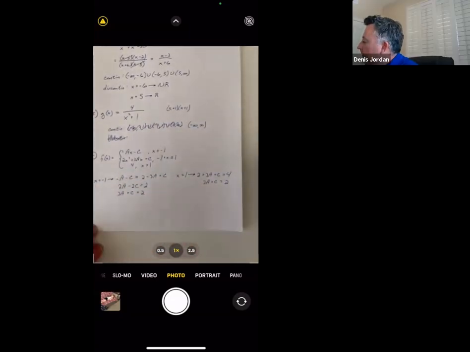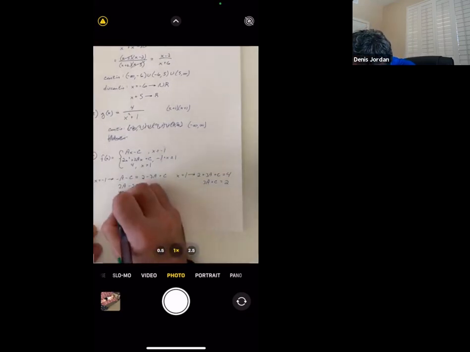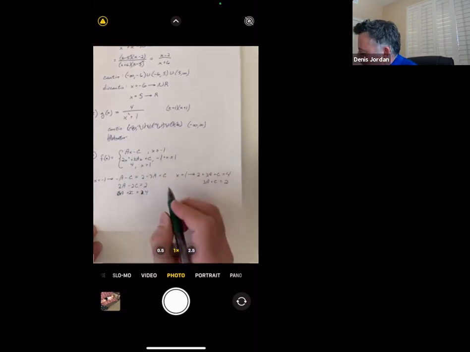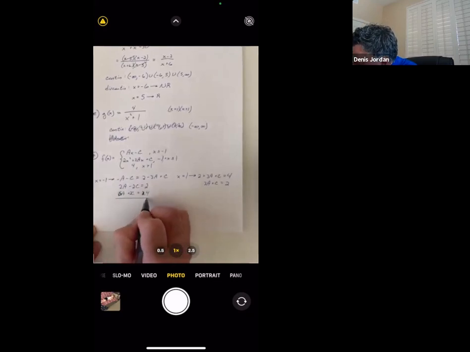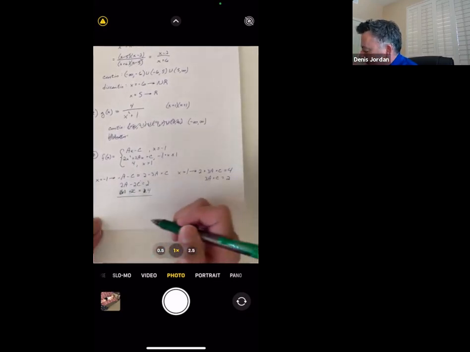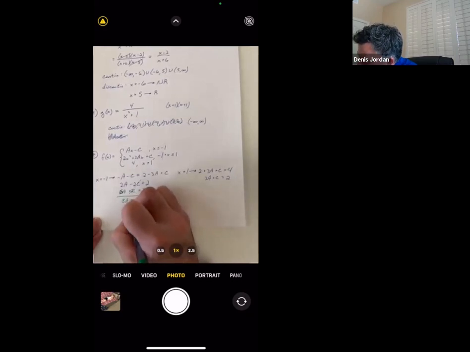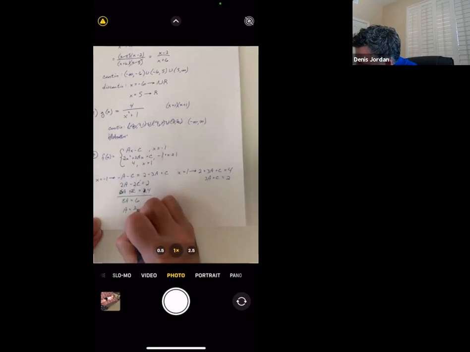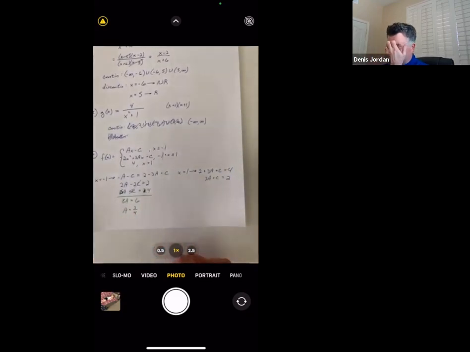Okay, so 3 times 2 is 6. That's a 2. 2 times 2 is 4. So your C's are gone. You have 8A is equal to 6. And A looks like it's 3/4. So now you have one answer.